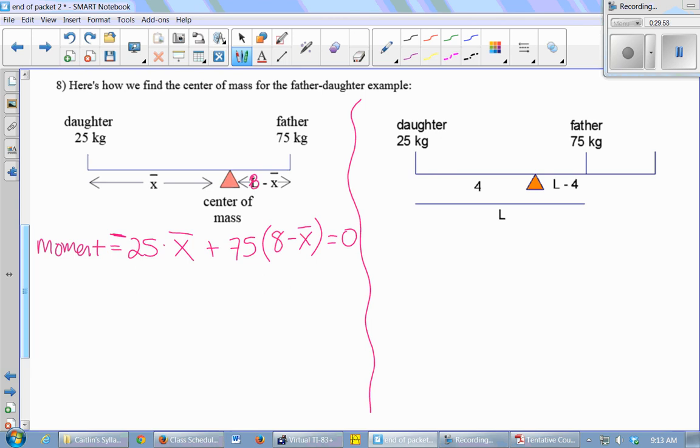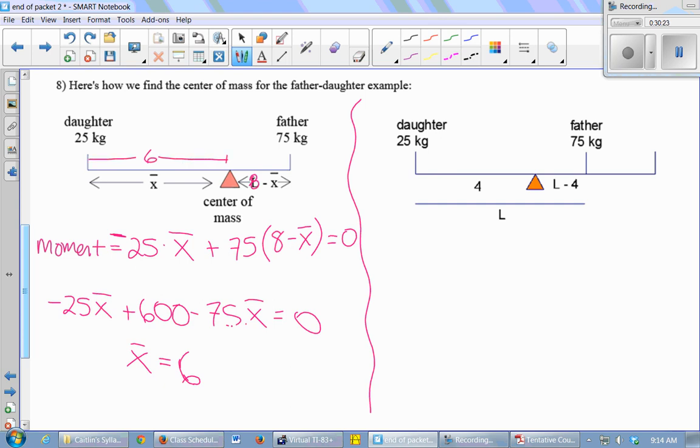So I just solve this equation. Negative 25 x bar plus 75 times 8, which is 600, minus 75 x bar equals 0. And you get x bar has to be 6. So that means the distance from the daughter to the pivot would be 6, and then from the pivot to the father would be 2.